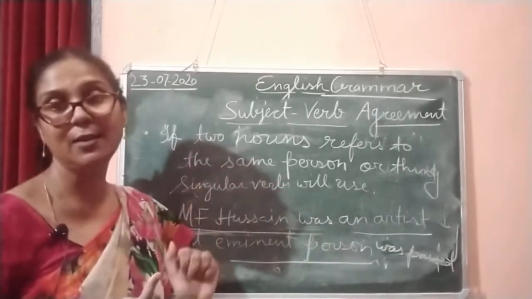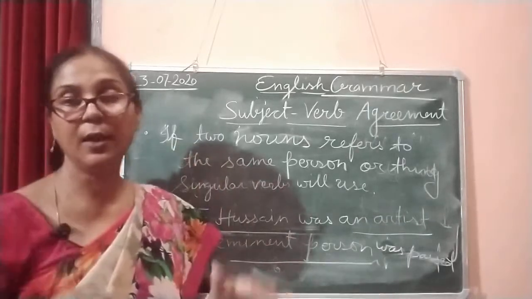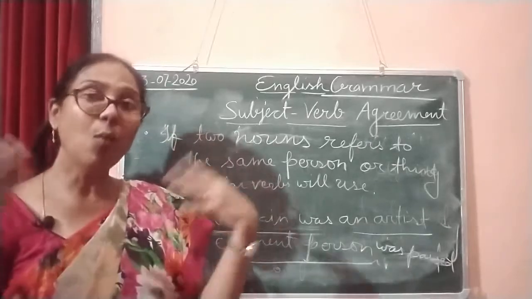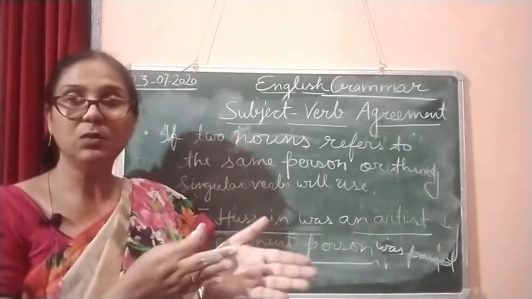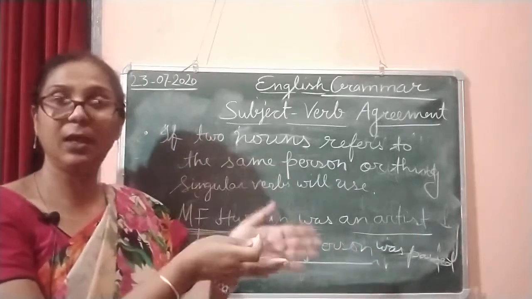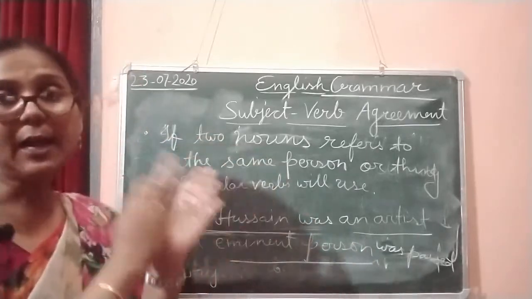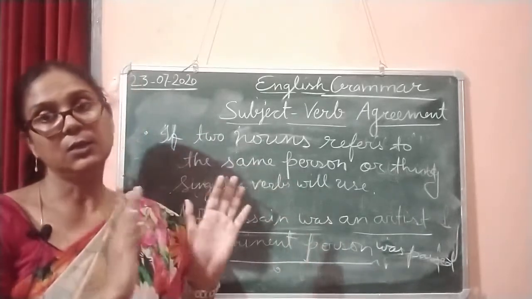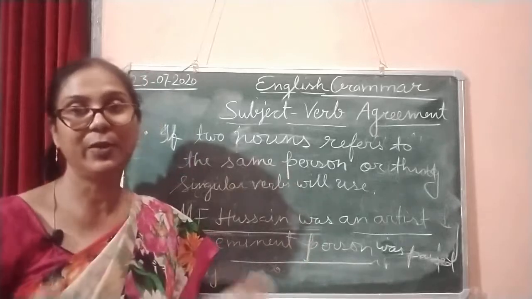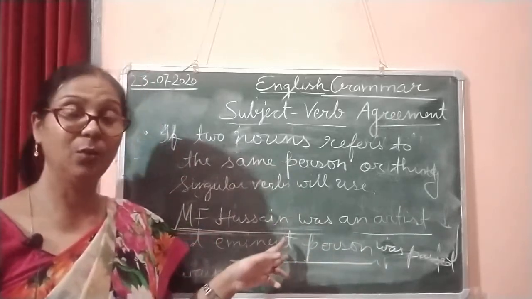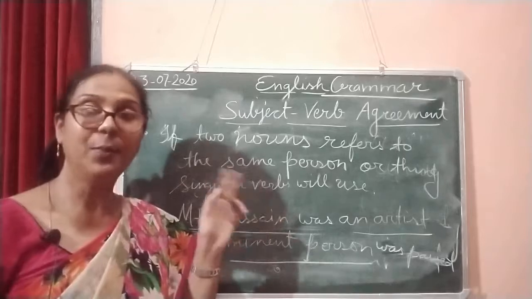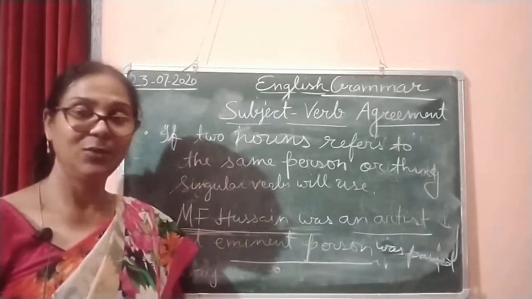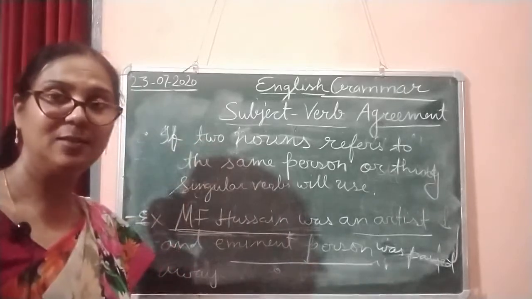So this way we can understand, if the sentence is talking about a single person and it is giving two nouns for that single person or thing, it refers to that singular person or thing, then we will write in singular form. We are not supposed to write the plural because two things are given over here, but the person is the same. So this we have to remember always. So we are moving to the next point.